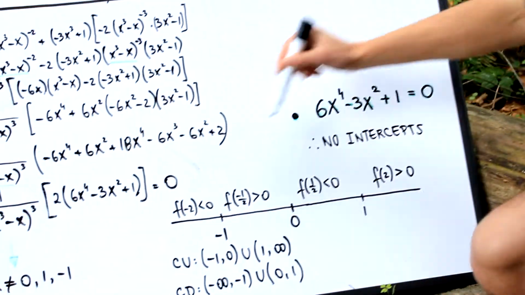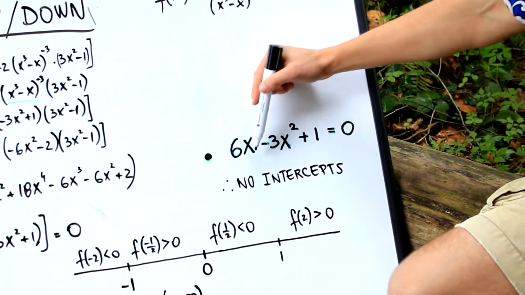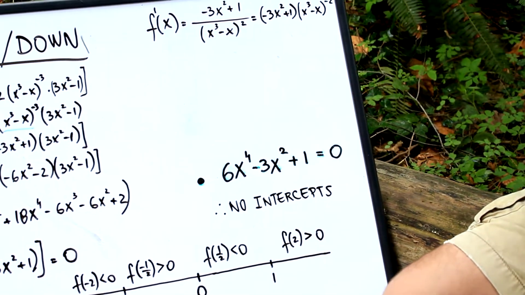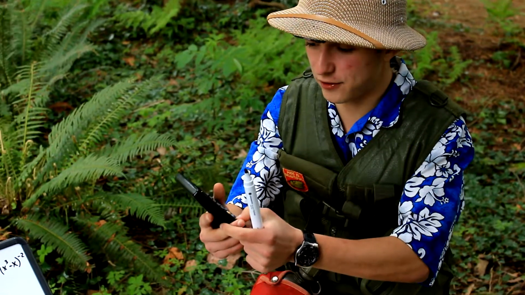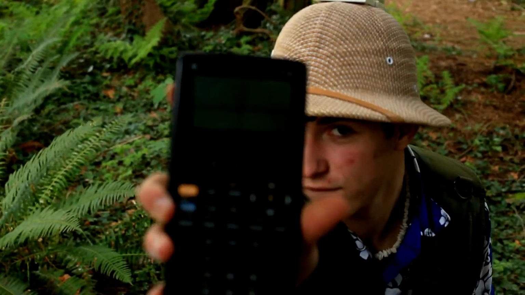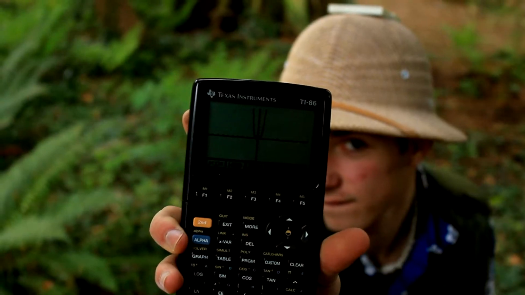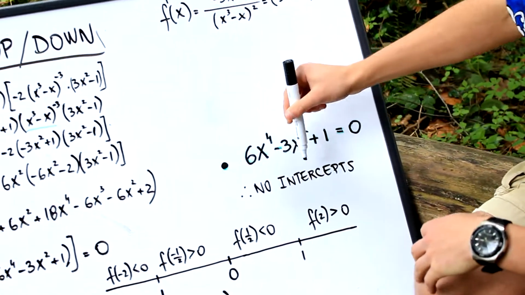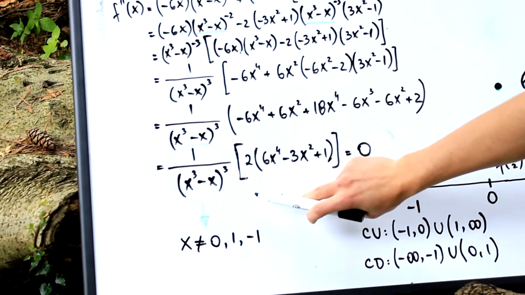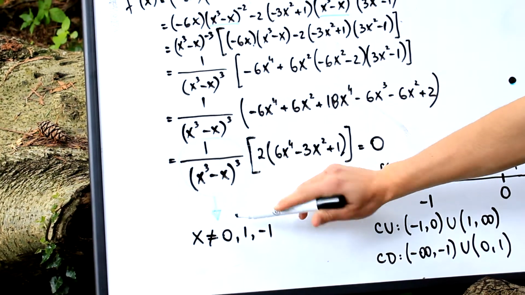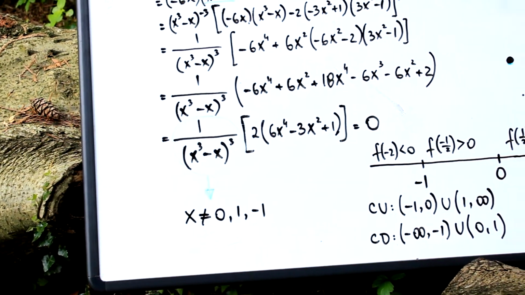So we took this part here and we figured out that it never crosses the x-axis. We can prove this by using technology and graphing it. So, no inflection points, no intercepts. But for this here, we have restrictions. X cannot equal 0, 1, or -1.